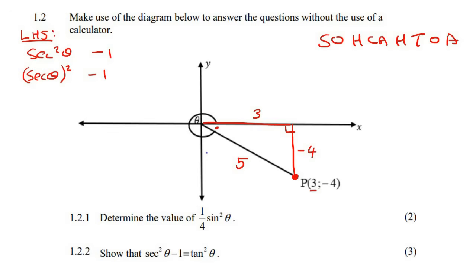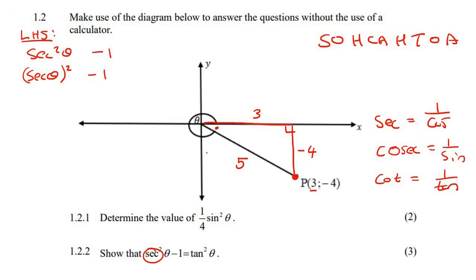Now remember that sec, let's give you a quick little recap. Sec is 1 over cos. Cosec, or let's write it out as cosec, is 1 over sin, and then cot is 1 over tan. So we need sec. So sec is 1 over cos. So let's first go find cos. So cos theta is adjacent over hypotenuse. And so that's going to be, if you start here, the adjacent would be 3, and the hypotenuse is 5.